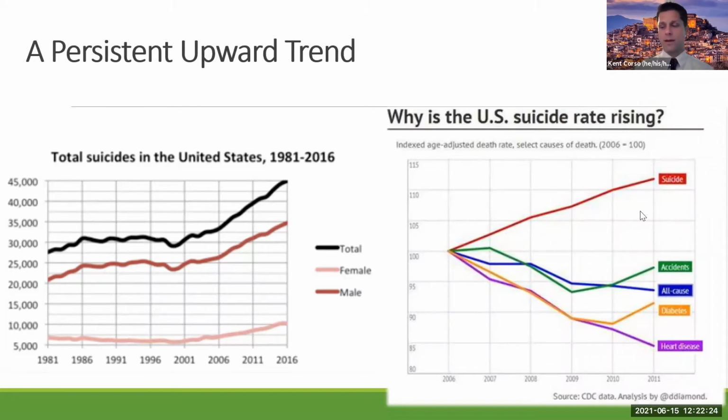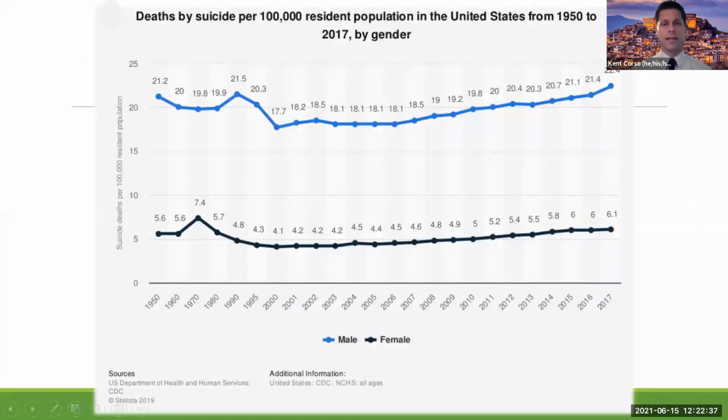It's pretty clear that we have better operational control over COVID-19 at this point than we do suicide. And even when you compare to the top 10 causes of death, we've got better control over managing those compared to suicide. Here's another way to show these data.